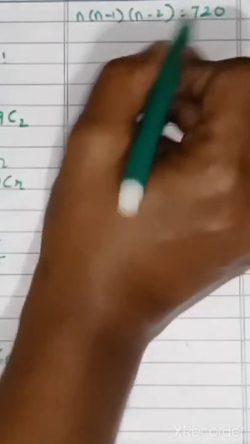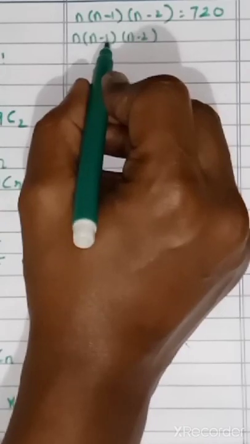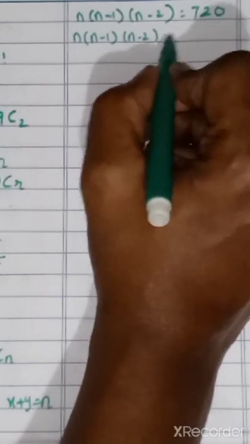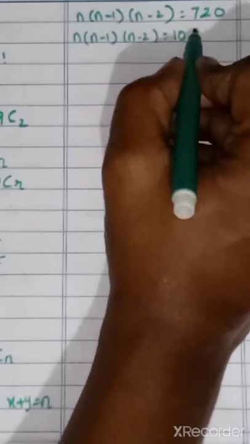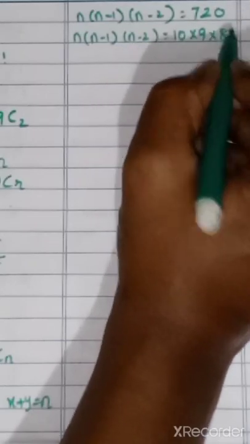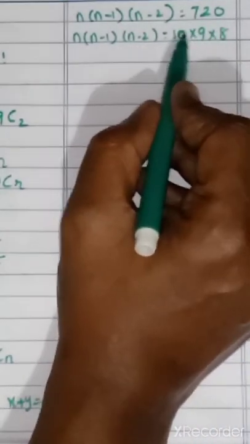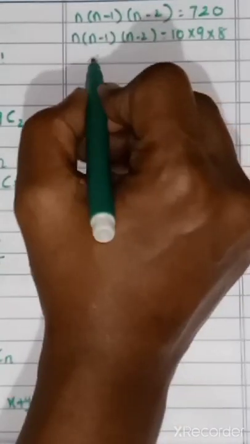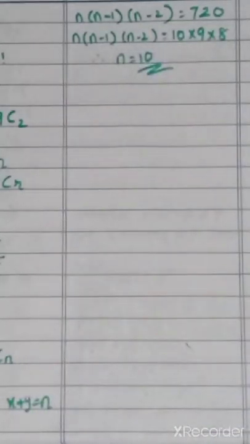Correct? Now this 720 can be taken as, see, n, n minus 1, n minus 2 are 3 consecutive numbers, right? So you have to write this 720 as 3 consecutive numbers. So if you take LCM and see, you will get 10 into 9 into 8. So 10 into 9 into 8 is your 720. This is also 3 consecutive numbers, and this is also 3 consecutive numbers. Therefore, comparing these two sides, you will get n is equal to 10. So n equal to 10 is your final answer.